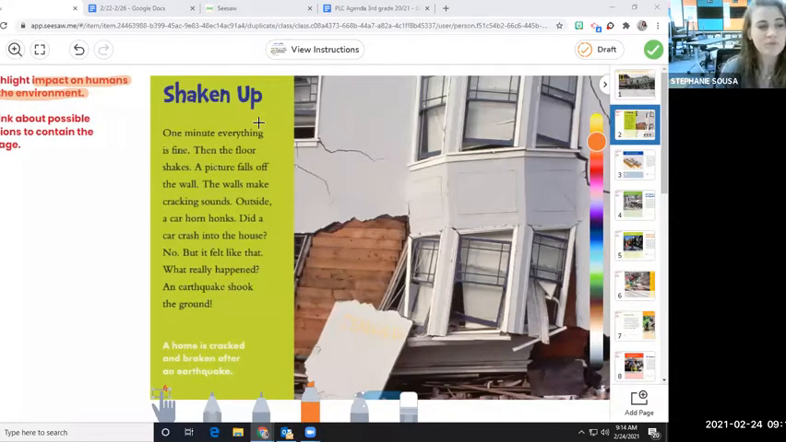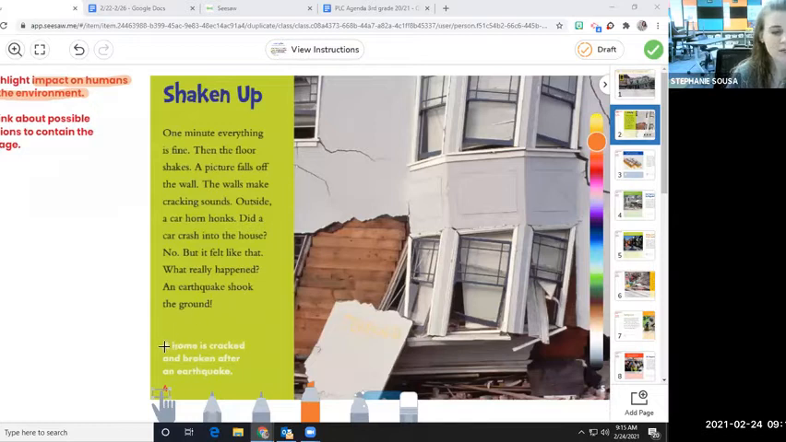Shaken up. 1 minute, everything is fine. Then the floor shakes. A picture falls off the wall. The walls make cracking sounds. Outside, a car horn honks. Did a car crash into the house? No, but it felt like that. What really happened? An earthquake shook the ground.